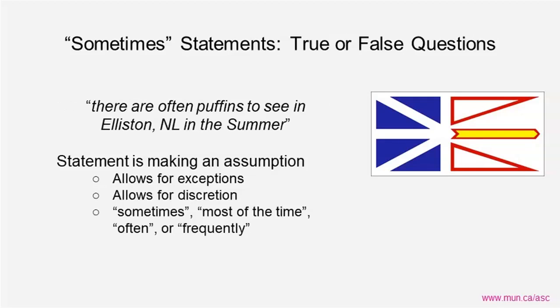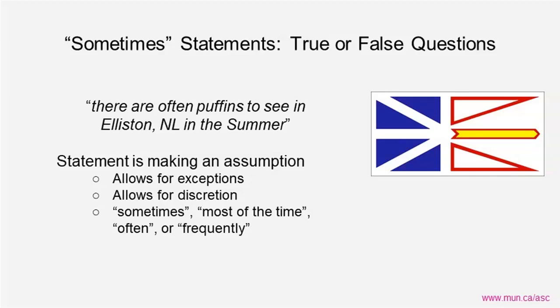For sometimes statements, our example here is there are often puffins to see in Elliston, Newfoundland in summer. This type of statement allows for limited exceptions to a rule and will typically be stated with discretionary phrasing words like sometimes, most of the time, often, or frequently. For our example, the statement is careful to say often, meaning that there's a high probability, but not an absolute guarantee of seeing puffins in Elliston in the summer.